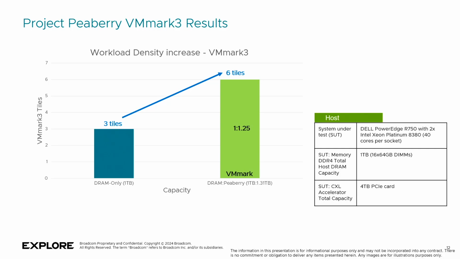And now let's look at VMmark results with Project Peaberry, right? I already presented VMmark with the other solution, which is NVMe. Now this is VMmark with Project Peaberry, with the CXL accelerator. On the left, you again start with 3 tiles. And then when you move to 6 tiles, just with a 1:1.31, you can see a 100% increase. If you recall, we saw a 33% and then a 66% increase. But now you can directly get to a 100% increase in the number of tiles, or the workload density.